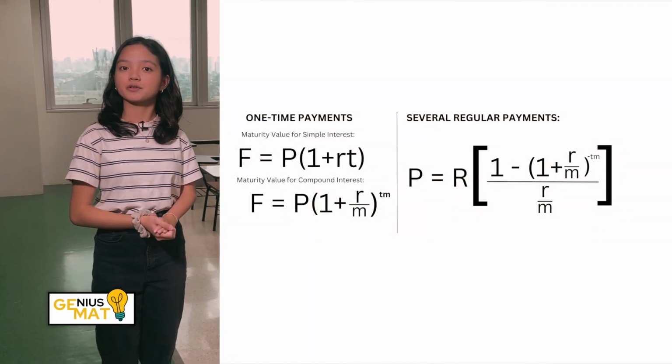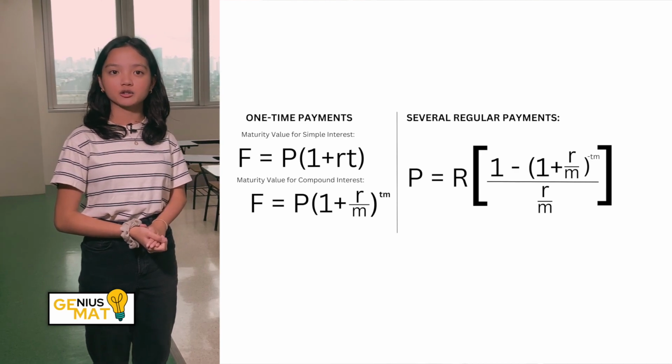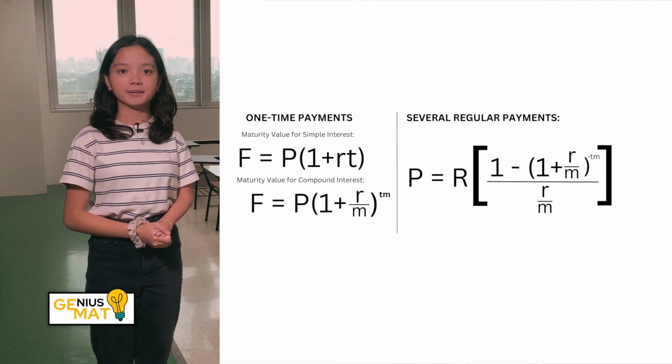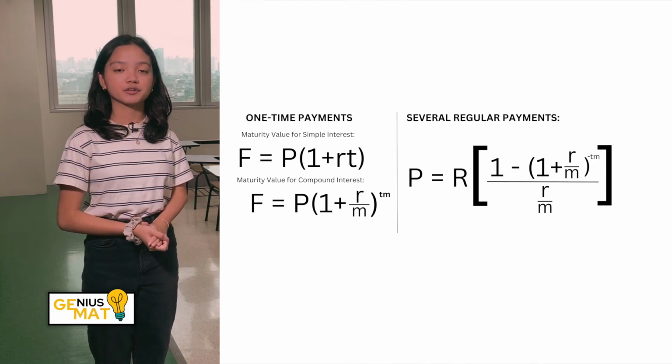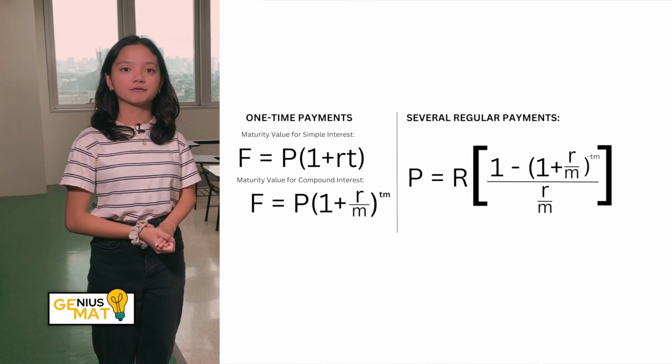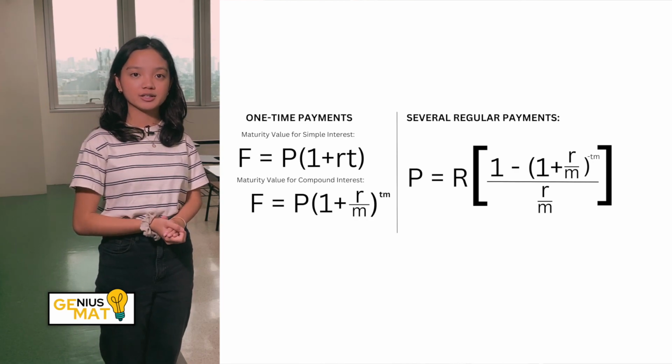These are the formulas for one-time payments and several regular payments. As you can see, there are two formulas for one-time payments because the other one is used for compound interest. Now I'll show you an example problem first in getting the maturity value for simple interest.